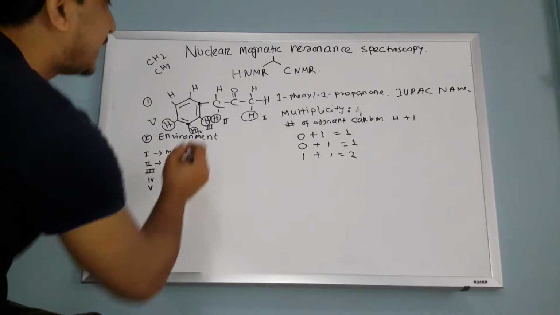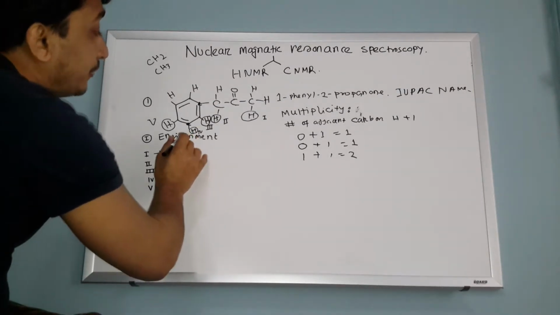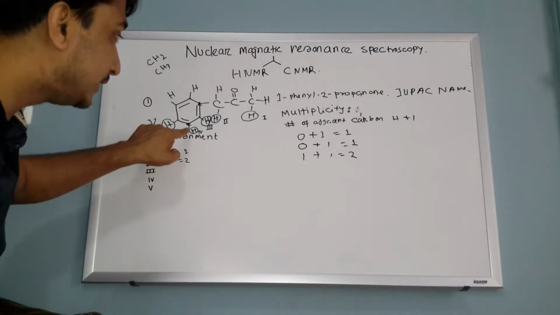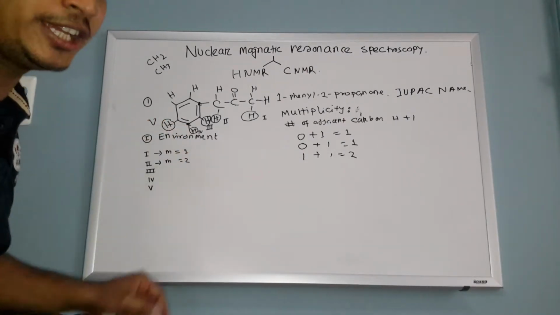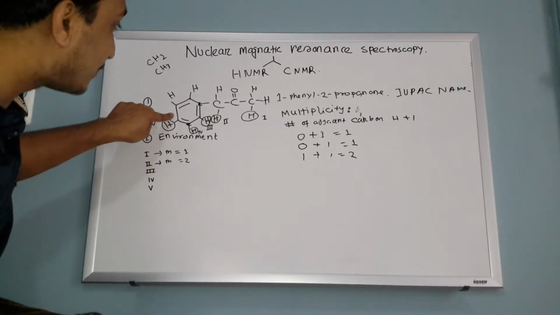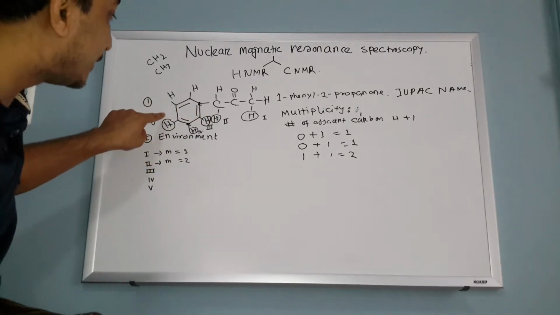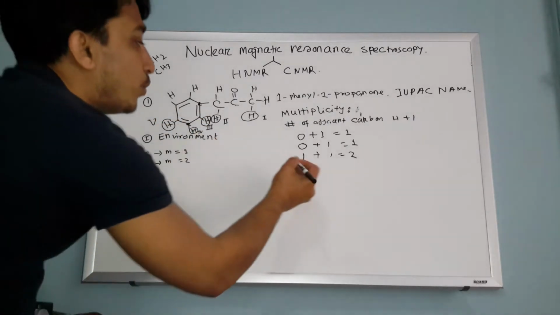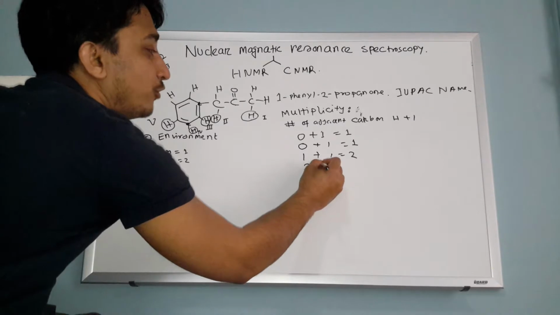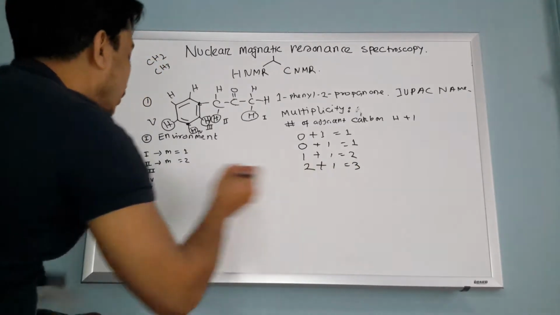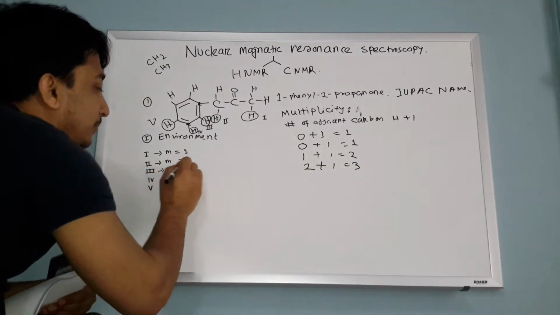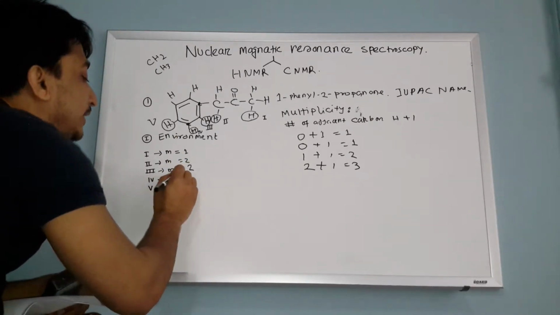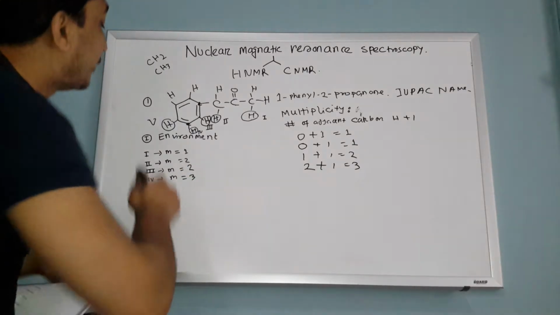This hydrogen, number 4. This hydrogen carbon is connected with how many carbon? 2 carbon. This carbon and that carbon. This carbon has 1 hydrogen, that carbon has 1 hydrogen. So that's why 1 plus 1 is equal to 2, and our formula is 1, so that's why it's 3. So we find out the third environment multiplicity is 2, and the fourth one multiplicity is 3. Go to the fifth one.